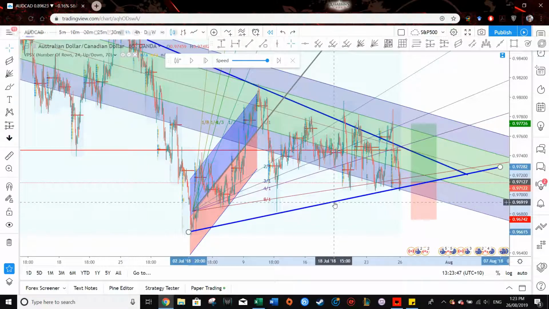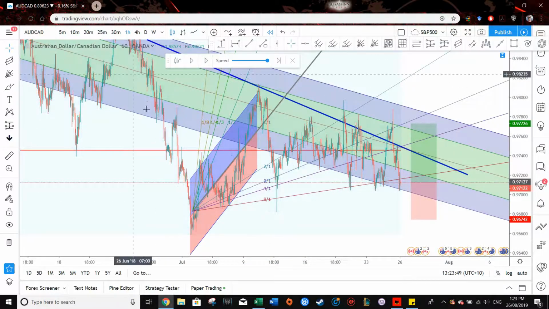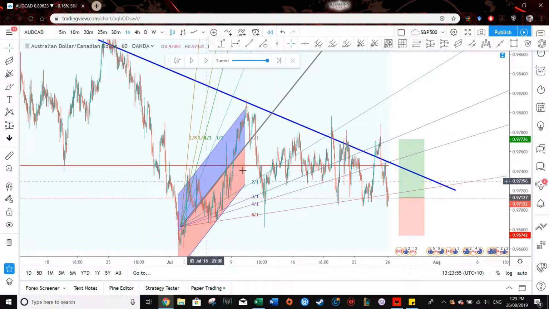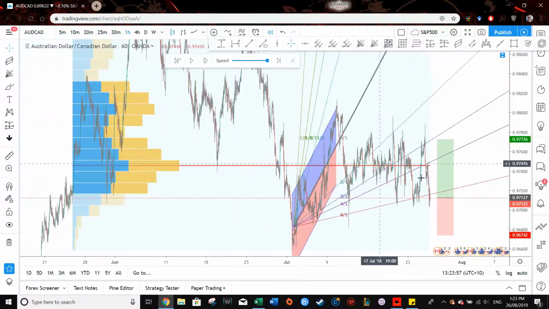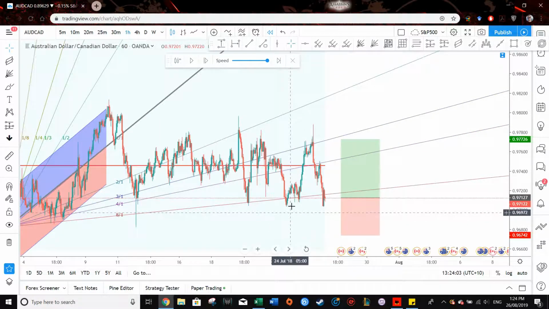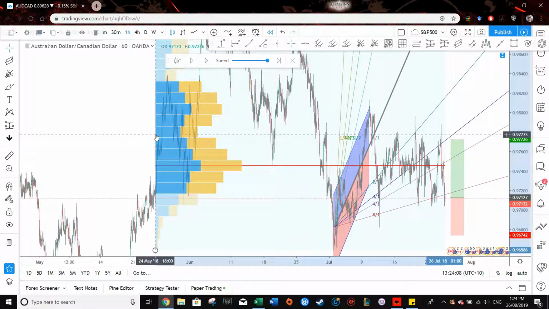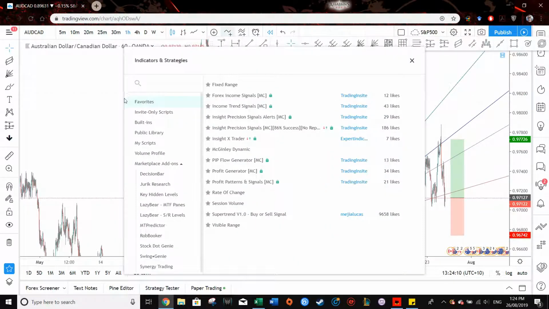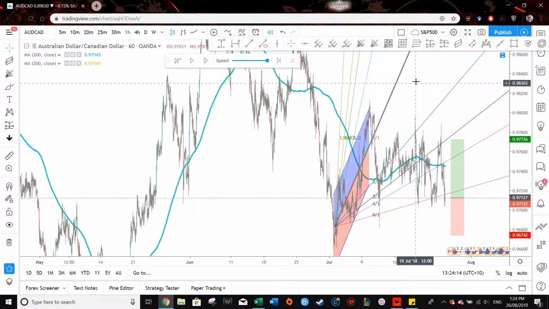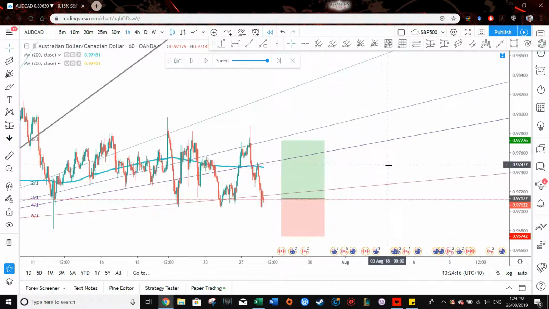Now, the reason for a short is actually hugely based on the Gann fan. I'll just delete that. Now, what's so important about this Gann fan is that it's actually broken that 8-to-1. Because it's broken that 8-to-1, I think that the asset will just continue to fall in free fall, and I can't see a reason for it being a buy.